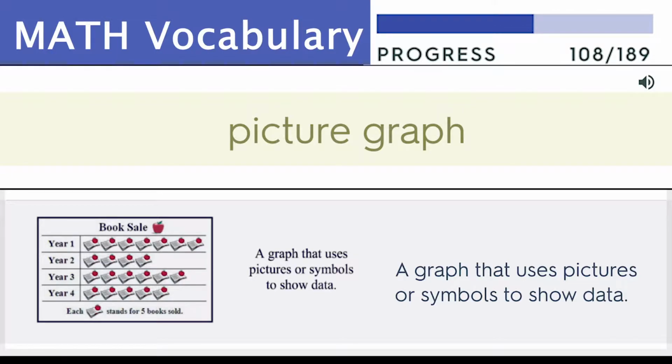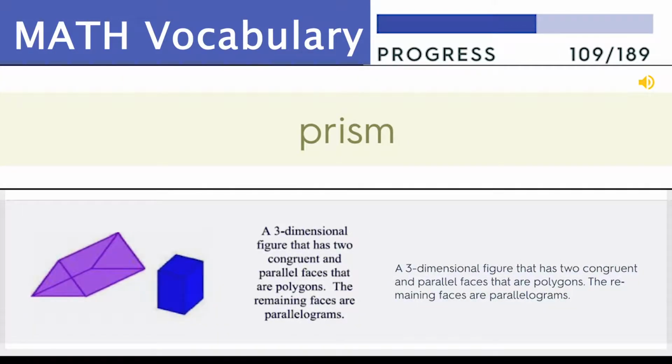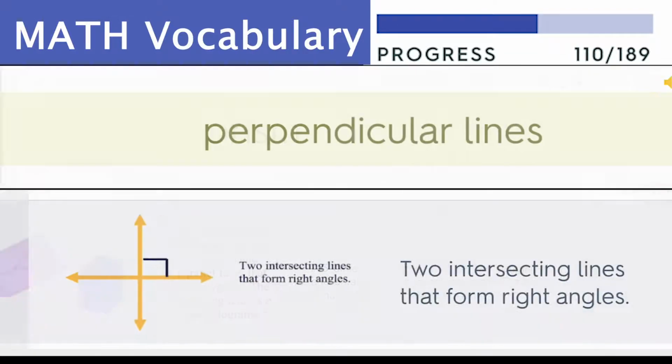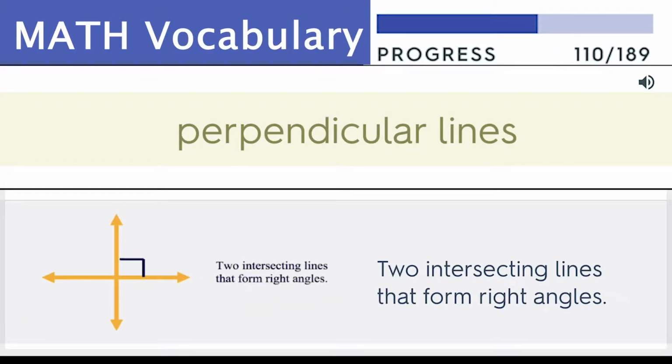Picture graph. A graph that uses pictures or symbols to show data. Prism. A three-dimensional figure that has two congruent and parallel faces that are polygons. The remaining faces are parallelograms. Perpendicular lines. Two intersecting lines that form right angles.